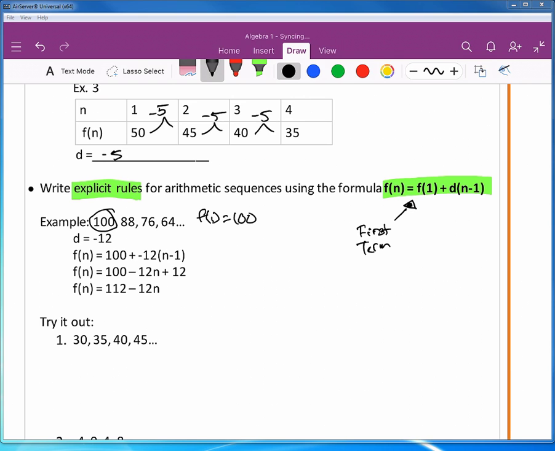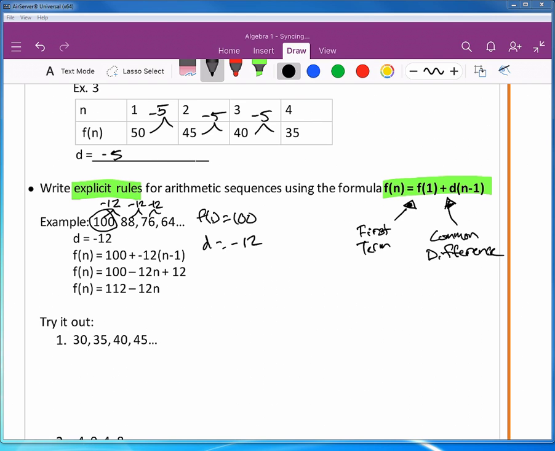Now the other part, okay, this letter d here, all that represents is your common difference. It's what we just found out up above, okay? So we just find out what it's changing by to find the letter d. So 100 to 88, we're subtracting 12. 88 to 76, subtracting 12. So our difference is going to be negative 12. You do have to watch those negatives here, okay? If you're subtracting, make sure your difference is negative.